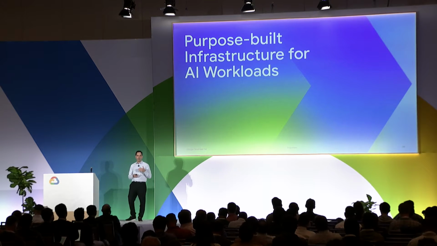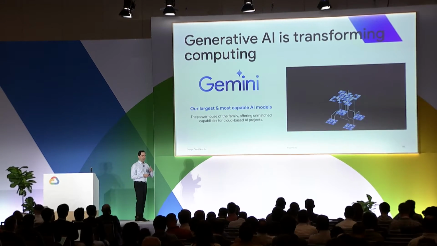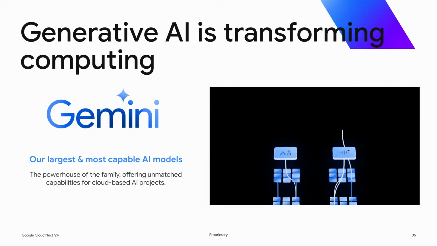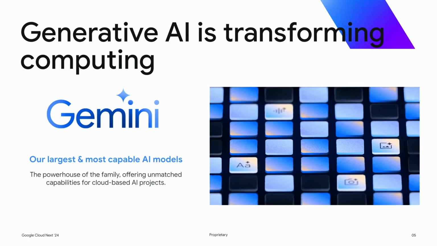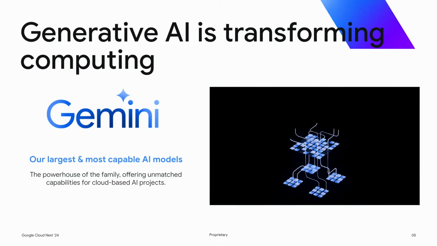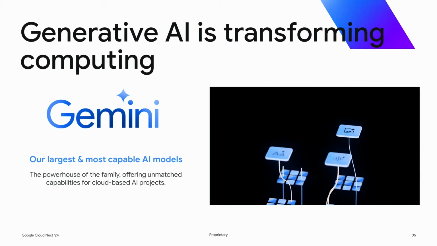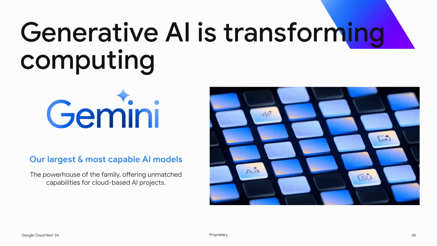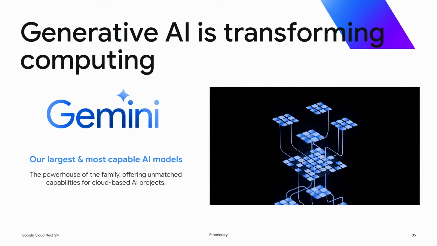And let me tell you why it's important to have infrastructure that's optimized for AI. You've all seen, I think this week is going to be all about generative AI and how models like Gemini, these models are incredibly complex. They feature hundreds of billions or even trillions of parameters. And they put massive demands on infrastructure. Some of these large language models or image models can take weeks and even months to train.